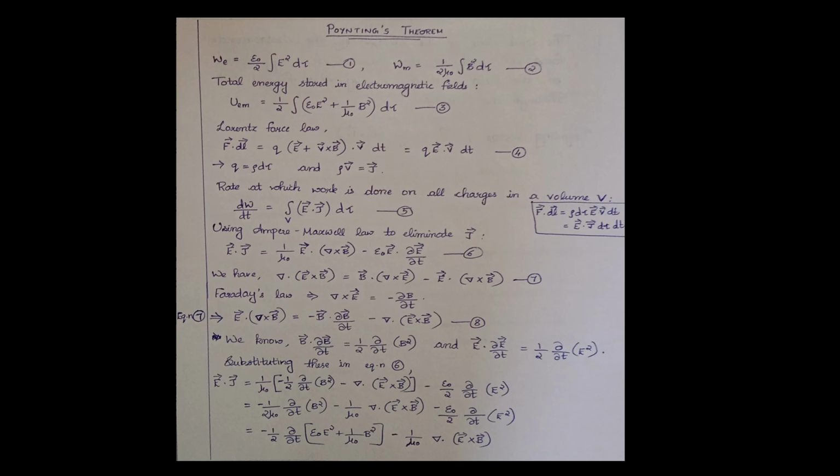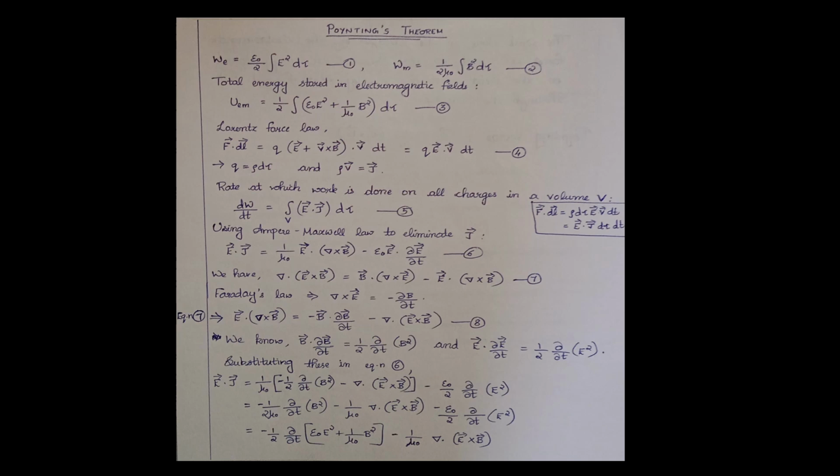So, first, the work necessary to assemble a static charge distribution, or the work required to assemble an electric field, is given as W_E equals epsilon 0 by 2 integral E square d tau, where d tau represents the volume element, and E is the resulting electric field.